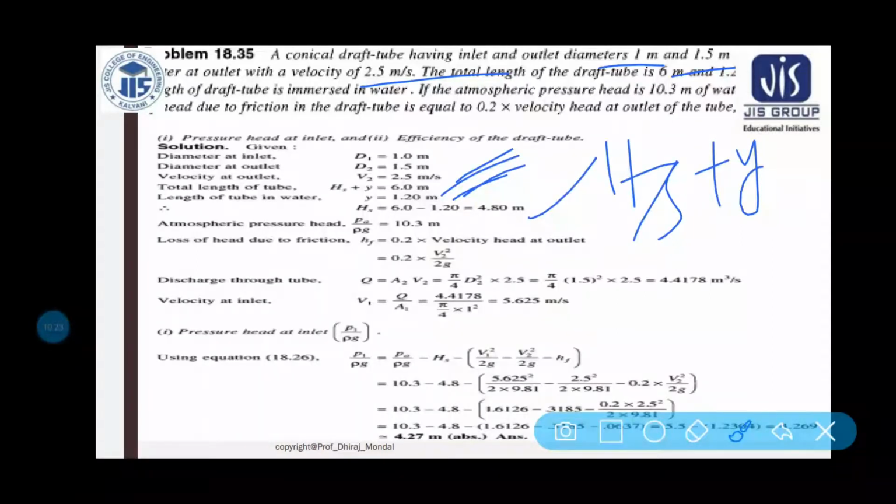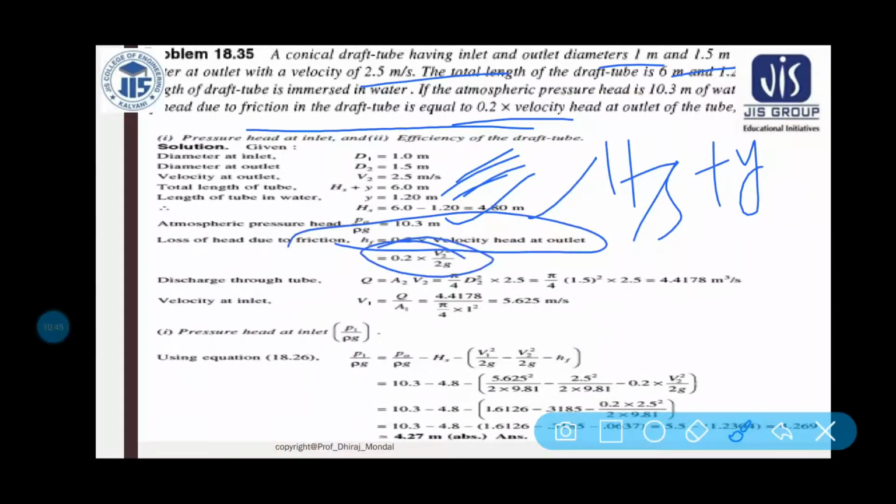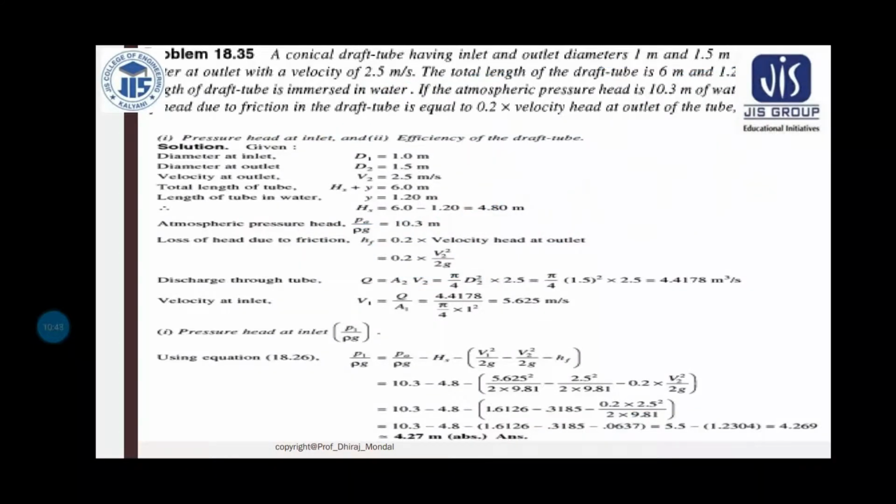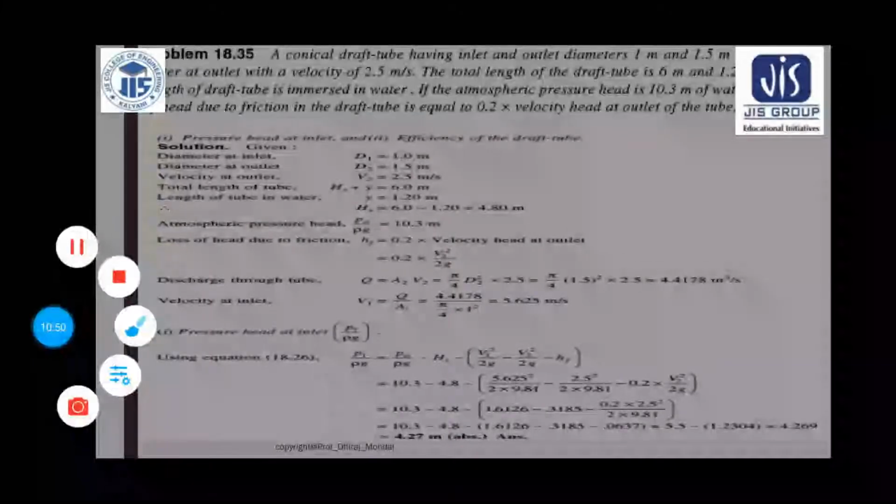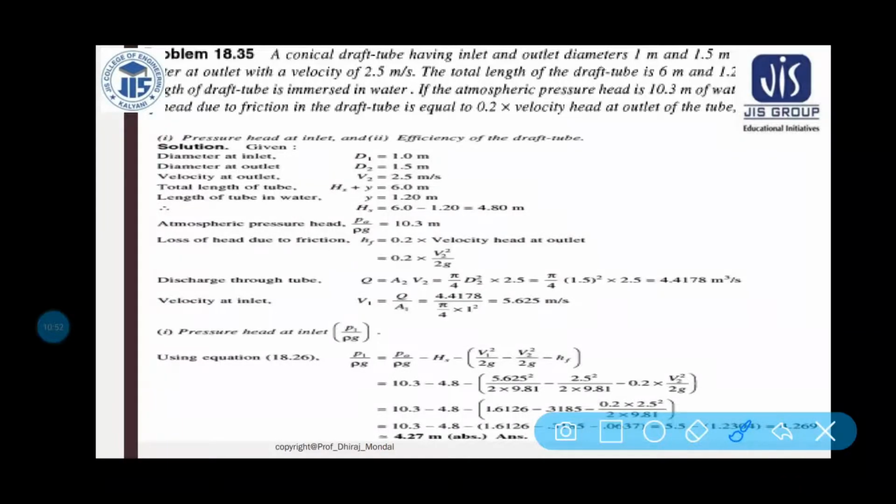Atmospheric pressure head is given 10, you know it is 10.3. If it is not given, you can assume. Hf, frictional head loss, is given as 0.2 into velocity head at the outlet of the draft tube. So 0.2 into V2 square by 2g. Clear? Now you have to calculate the P1 by rho g, that means pressure head at the inlet.